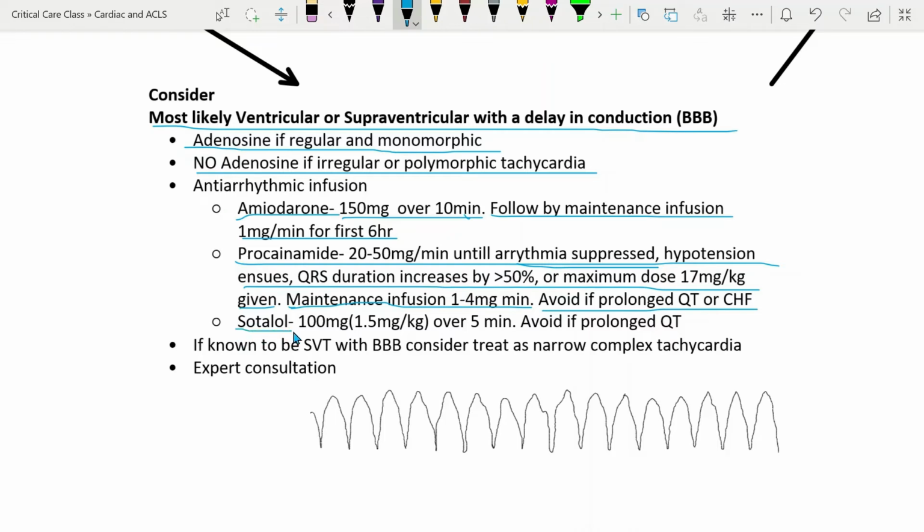Sotalol can be given 100 mg or 1.5 mg per kilogram over 5 minutes. Sotalol should be avoided with prolonged QT interval. If unsure on the treatment, consider expert consultation.